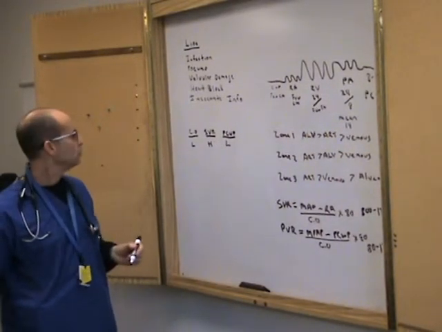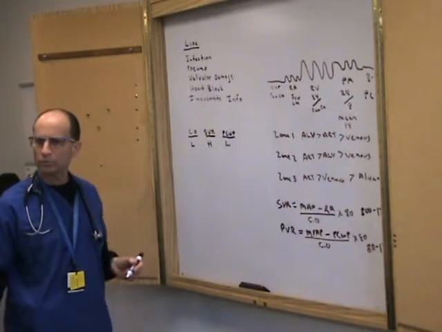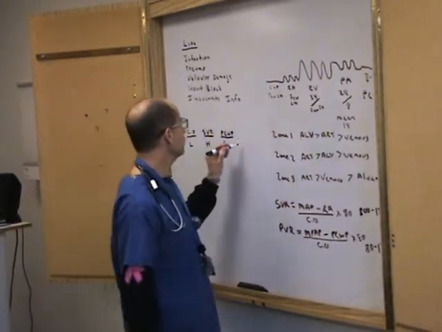So cardiac output's low, SVR is high, pulmonary capillary wedge pressure is low. Hypovolemic. Good, hypovolemia.